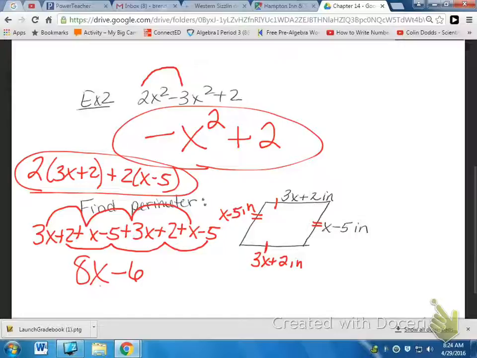So 8x minus 6, and you finish off by labeling with the same units, and perimeter is just inches because it's just measuring a distance. It is not squaring anything or cubing anything, it's just inches. Okay, questions about that?